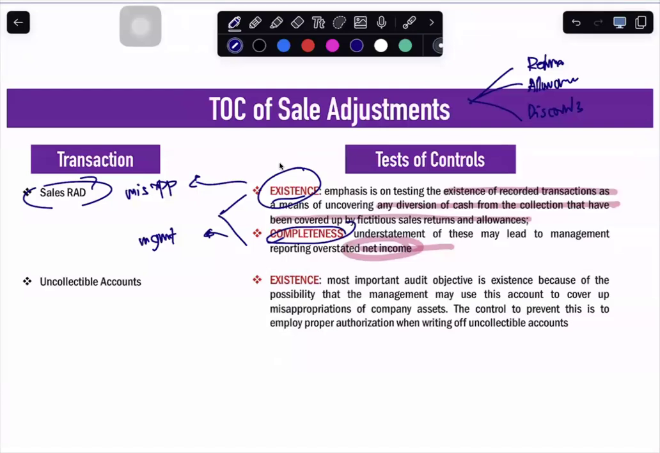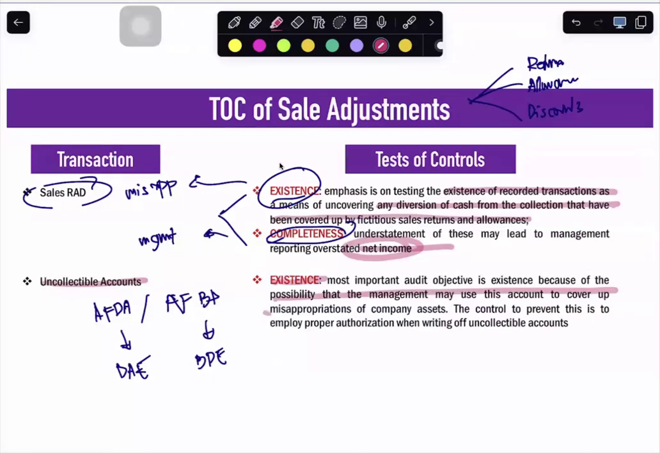Next, we have uncollectible accounts. This is for your AFDA or your allowance for bad debts. If that is AFDA, the expense is known as doubtful accounts expense. If that is bad debt, we have your bad debt expense. So the first one, existence. Why is it existence only? Because of the possibility that the management may use this account to cover up misappropriation of your company's assets. The control is to prevent proper employee proper authorization when writing off uncollectible accounts.